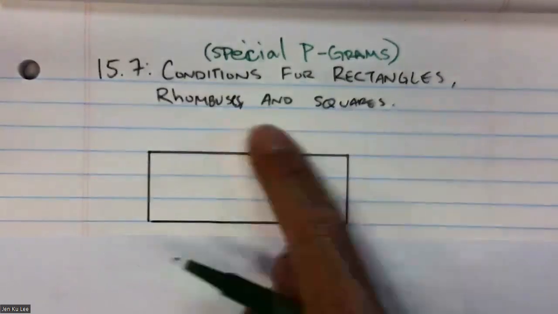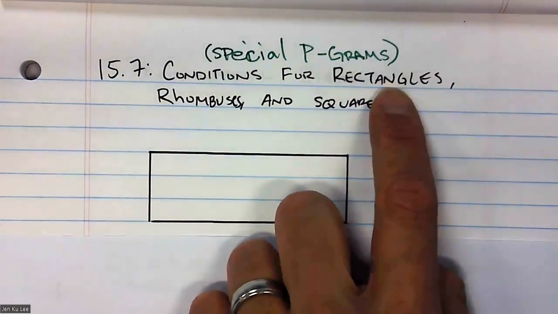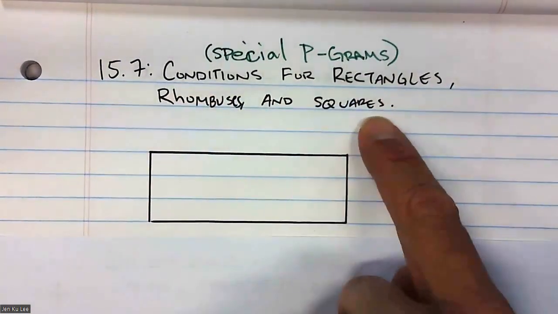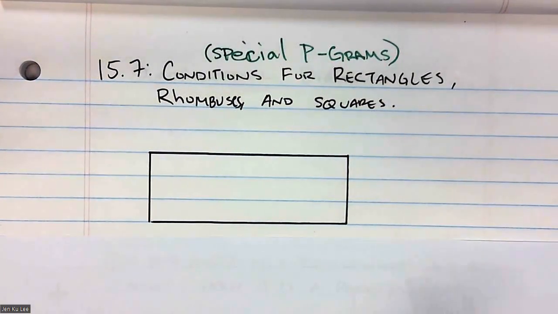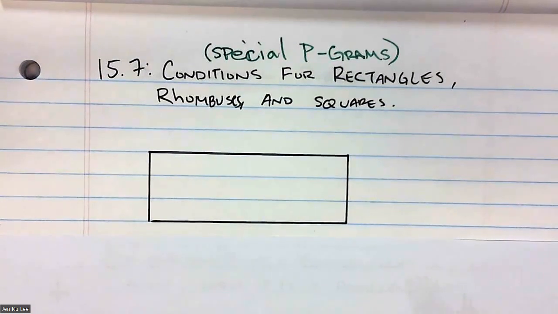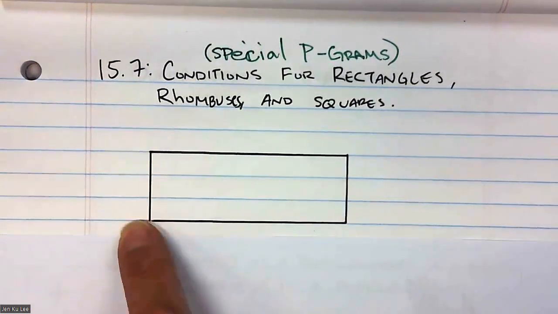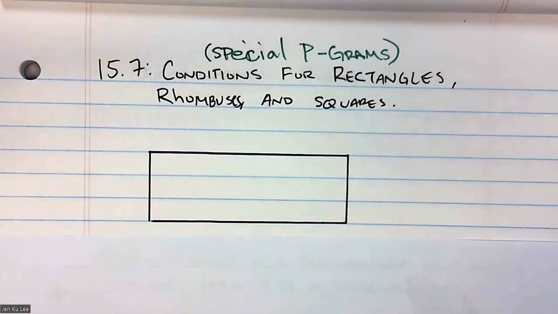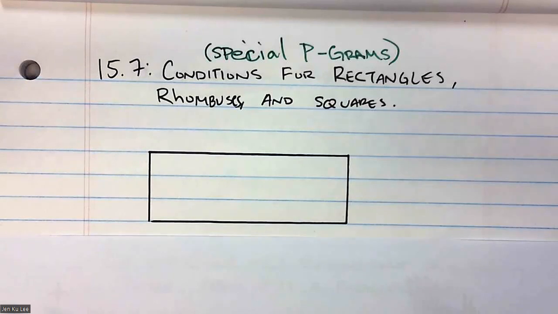Okay, so all of these guys, I can't stress this enough: all rectangles, rhombuses, and squares are classified as a parallelogram. But on top of that, they have these special other characteristics. So this is a rectangle. And why is a rectangle a rectangle? What special characteristics from a p-gram are there?